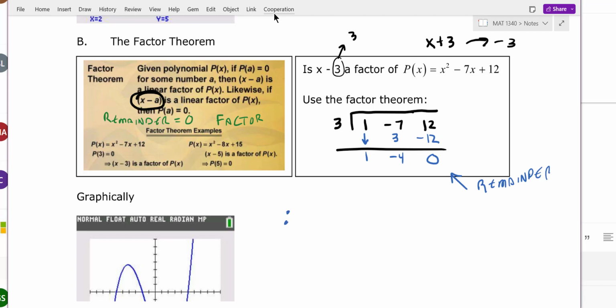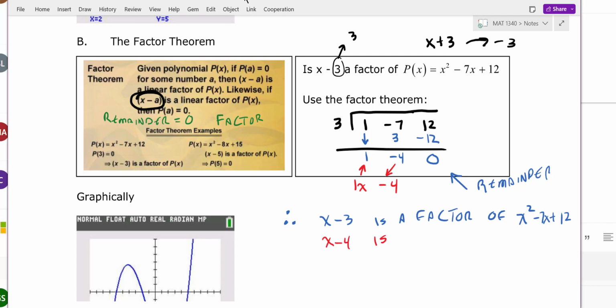So therefore we conclude that x minus 3 is a factor of x squared minus 7x plus 12. Okay, and here's the cool part of that too. I know you're interested in the cool part. Well, here's the other factor. So if we synthetically divide x squared, then this will really represent 1x, and that will represent -4. So what we find is not only is x minus 3 a factor, but x minus 4 is also a factor.